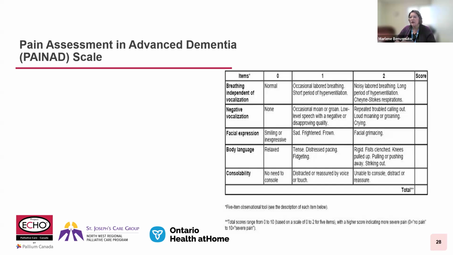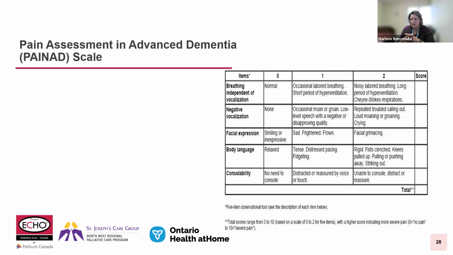So the breathing independence, what you observe, what you hear. Is the breathing labored? Are they hyperventilating, right? And for more distress, you may see a more labored breathing, a longer period of hyperventilation, or maybe even a difference in their breathing patterns, right? For body language, they may be tense, they may be pacing or fidgety, or they may be just clenching themselves, holding their body closer with their extremities, or striking out. So those are some of the examples.